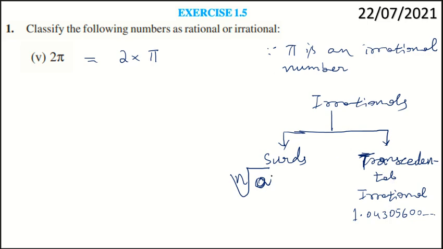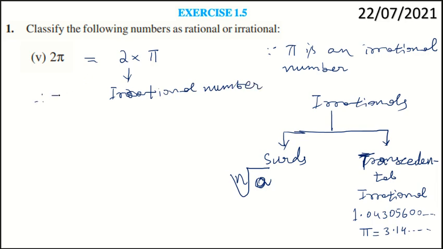We have a procedure of converting surds into transcendental, but we don't know how to convert transcendental into surds. In that way, pi is such a number whose value is 3.14 and so on. We know its decimal form is neither terminating nor recurring, but we don't have its equivalent surd. So pi is a transcendental irrational number, and 2 into pi is again an irrational number. Why? Because the product of rational and irrational is always an irrational number.